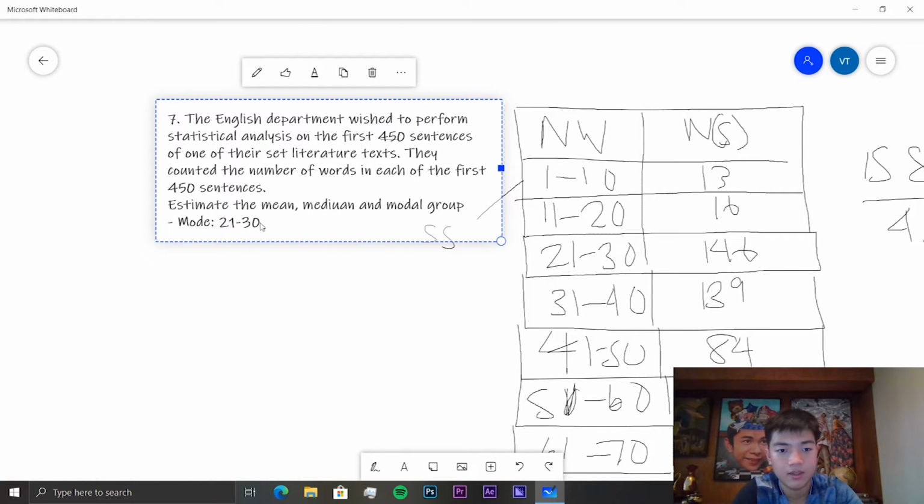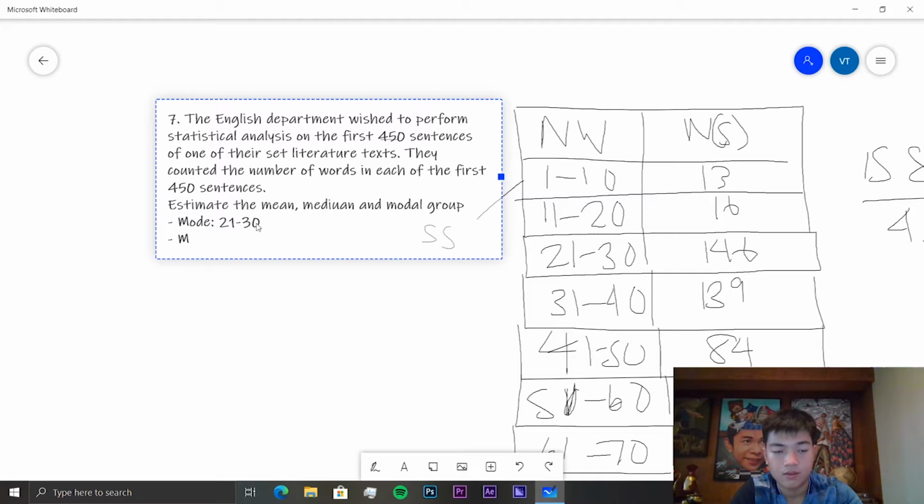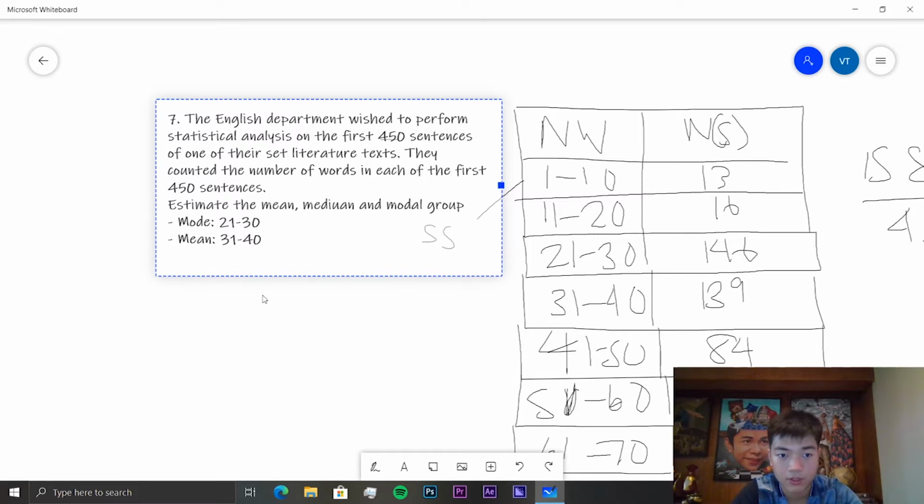So the mean is 35.3, which would fall in the 31 to 40 group. And the median, well, the middle term of 450 is 225. So we count 225 terms: 13 plus 16, plus 146, plus 139, and we get that it should also be in this 31 to 40 group.